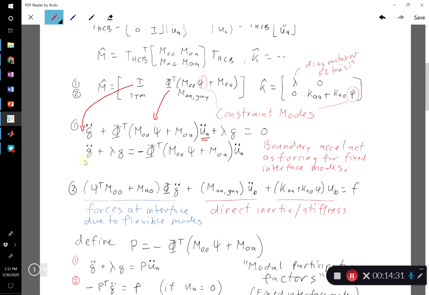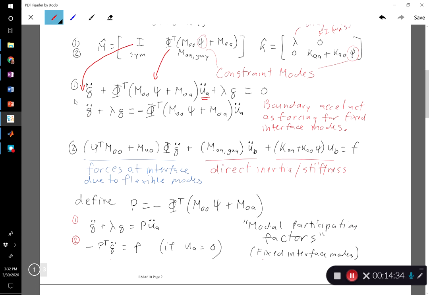So this equation only involves those three things. And if we move the boundary motion to the right-hand side, now suddenly we see this is the fixed interface system in modal coordinates, so each mode of the fixed interface system one at a time. And on the right-hand side, we have this term, which is a forcing term. It acts to translate the motion of the base and turn that into a force and tell us how each of the fixed interface modes will be excited if we shake the boundary.